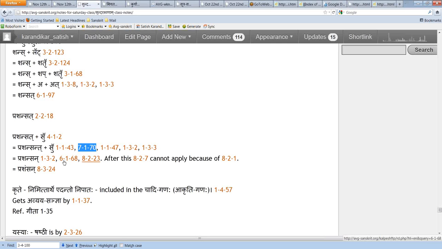Then usual operations Sanyabhyo Sakara goes away, Sanyogantasya Lopaha. And after that we cannot do the no Lopaha Padvedikantasya because of 8 to 1. And finally Nashchavadantasya Jali. Prashamsan.